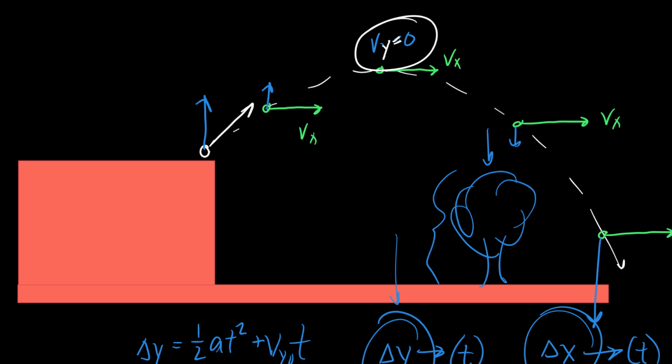Clearing an object, you could use the trajectory equation, or you figure out when it's at this location, and then figure out how high it is at that location.